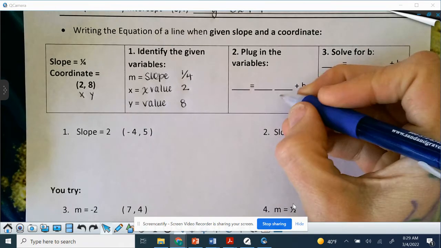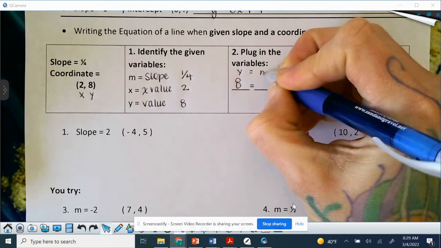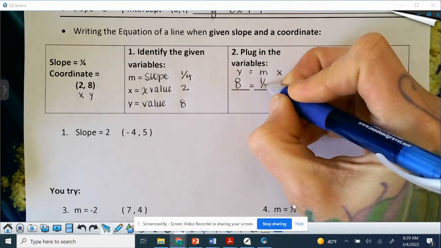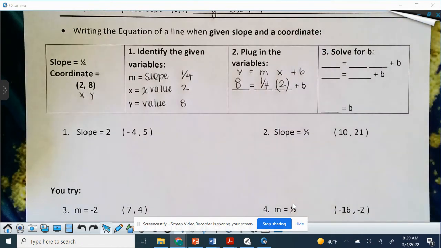So y is going to be 8, because it's y equals mx plus b. I have my slope, which is 1/4, and I have my x value, which is 2. What we're missing is your y-intercept, where it crosses the y-axis. If you have a piece of graph paper, you could theoretically plot the point (2, 8), and then count your slope either direction, and it might cross at a perfect b. Sometimes those b's are decimals though, and we know how to solve equations for a variable, so we're going to solve it.